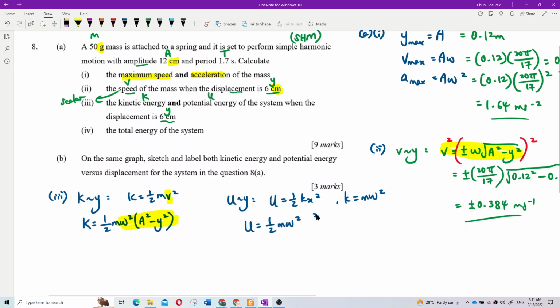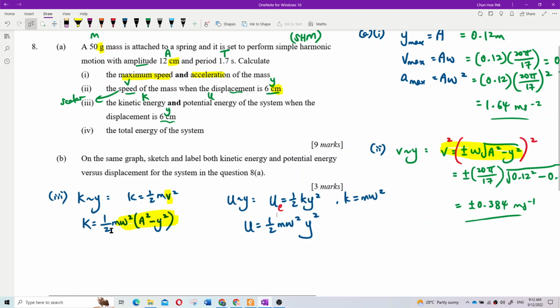Sorry, the formula is half m omega square y square. It is half k y square because we're using the displacement symbol y, not x. So k is m omega square. Substituting k with m omega square, it becomes half m omega square y square. This is the elastic potential energy. Remember elastic potential energy is half k x square? We change x to y.